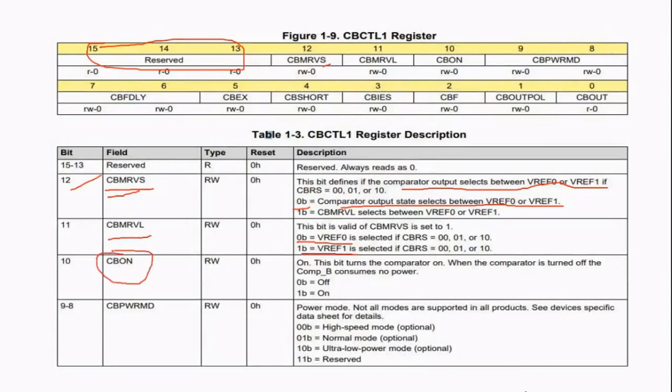Now is the CBON bit. The CBON bit is used for the comparator to be turned on or turned off. If it is 0, it means it is off. If it is 1, it is on.